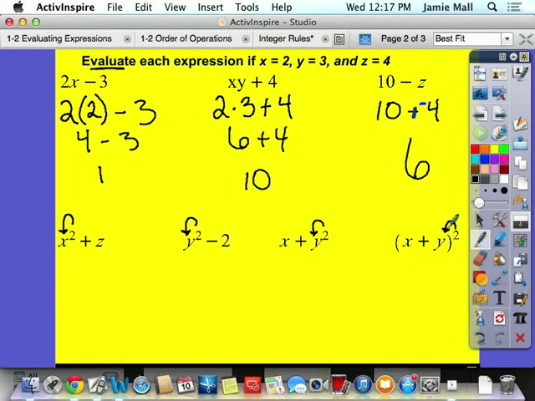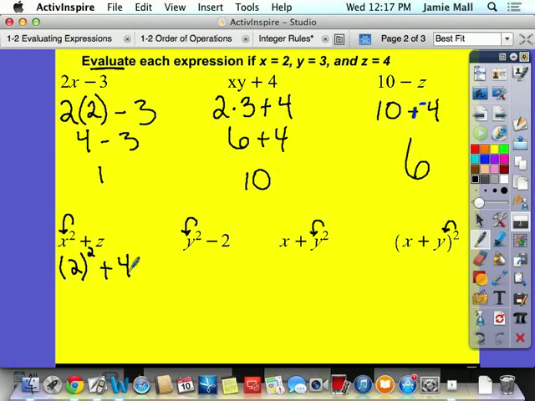X squared plus z. If x is 2 and z is 4, my next line is going to look like this. And I almost always, and you'll see why when we start getting into negatives next week, I almost always will put the variable in parentheses. Because these are all positive values, it doesn't really matter yet, but it's not a bad thing to get in the habit of doing. So I've got 2 to the second power plus 4.